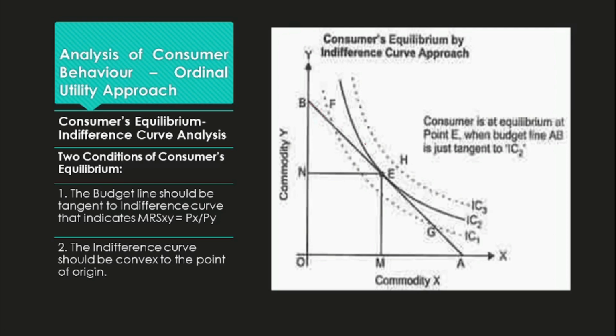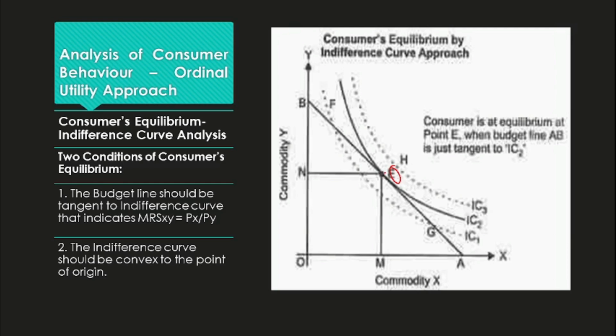So when we collate both these lines, the budget line and the indifference curve, the point at which they become tangent to each other, here it is E. This is the equilibrium. Okay, so this is the point where the consumer will find the equilibrium, meaning the consumer has maximized his or her satisfaction level with the given amount of income.